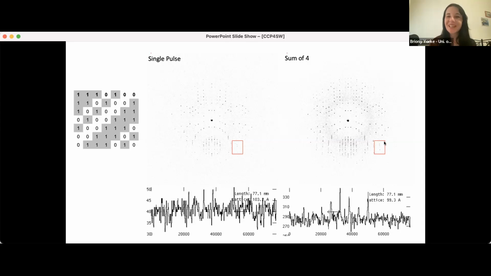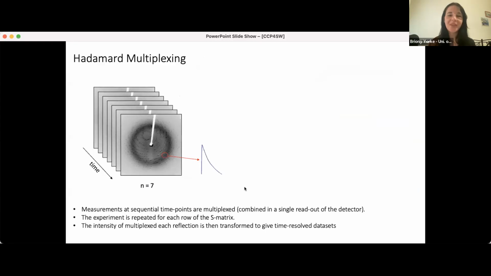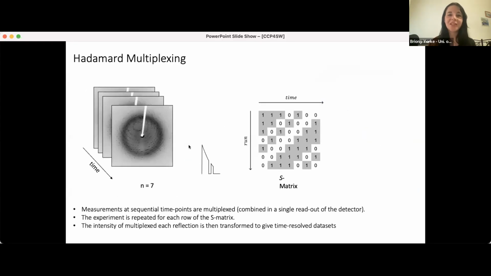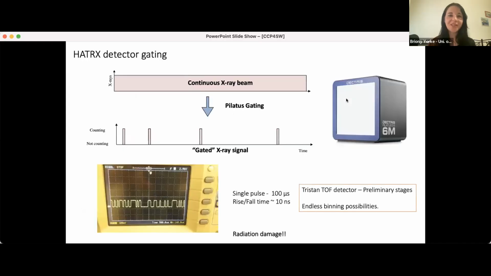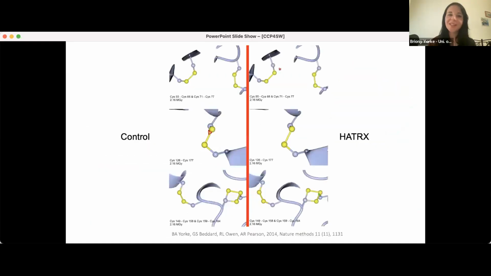So what you can see here is that we get better signal to noise. We can find our spots. The data processing is very similar, with just a transform step there. And here we can see in different runs of the experiment, we probe different intensities. We can add it all together and get the time resolved changes in our intensities. So there are a number of different ways we can introduce this into the beam.